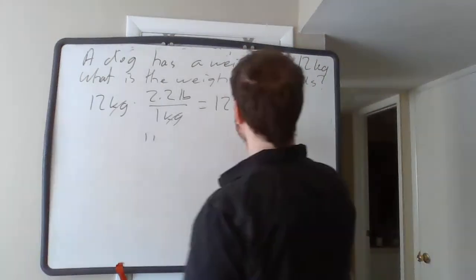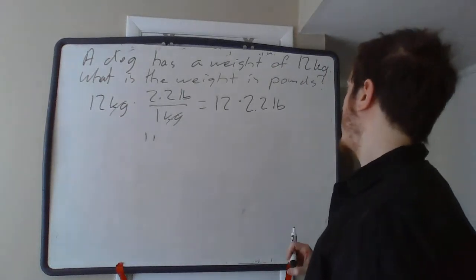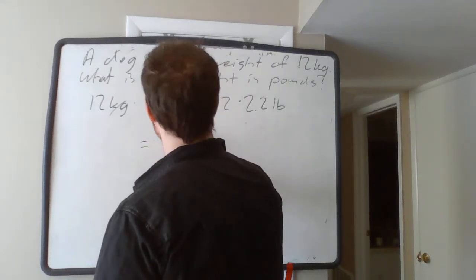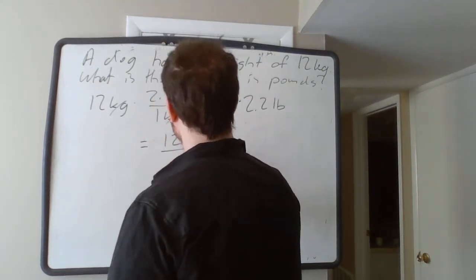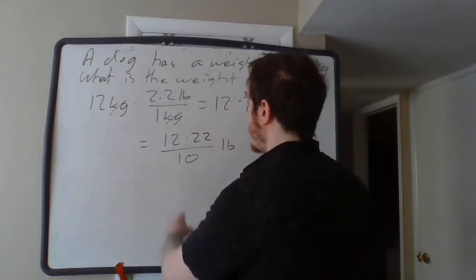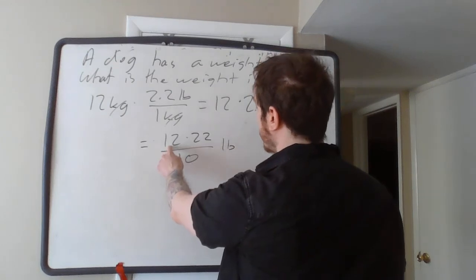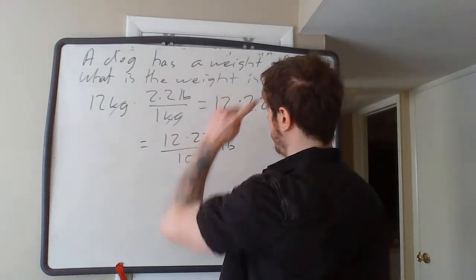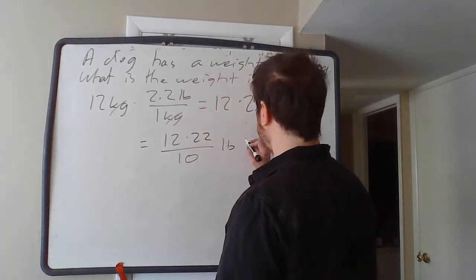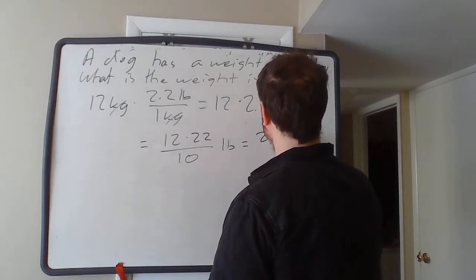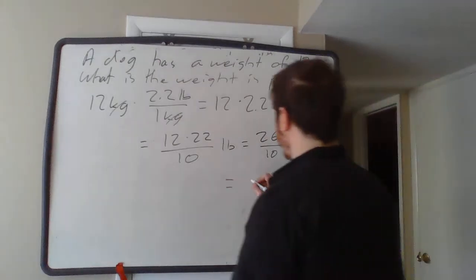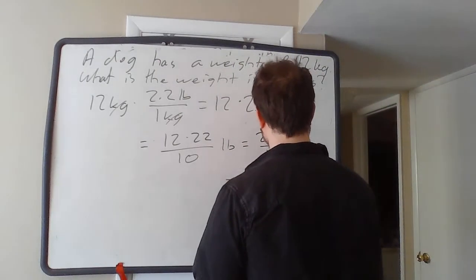And this is going to be, let's see, a couple of different ways that we can do this. Maybe the easiest way to do it is to say that this is going to be equal to 12 times 22 divided by 10 in pounds. So we'll convert it into a fraction problem. Now 12 times 22 would be 120 plus 240 plus 24. So that would come out to be 264. So this would be 264 over 10 in pounds, and that is going to be equal to 26.4 pounds.